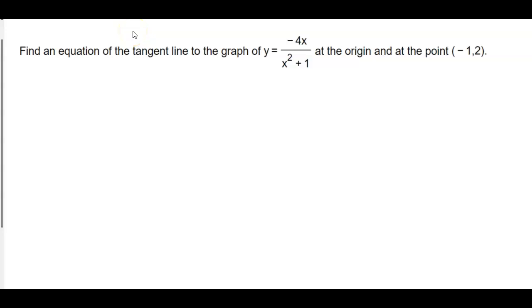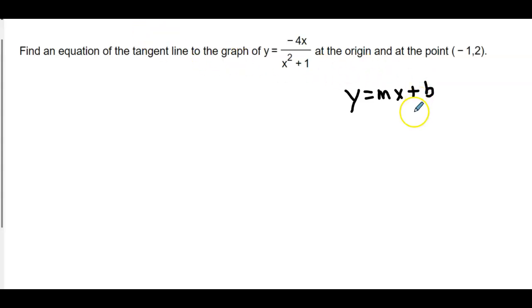This problem wants us to find an equation of the tangent line to the graph of y equals negative 4x over x squared plus 1 at the origin and at the point negative 1, 2. So we need to find the equation of a tangent line. Let's consider the form of a line, slope-intercept form we'll use, y equals mx plus b. And in order to get this form evaluated, we're going to need the slope and the y-intercept. The slope being the m, and the b being the y-coordinate of the y-intercept.